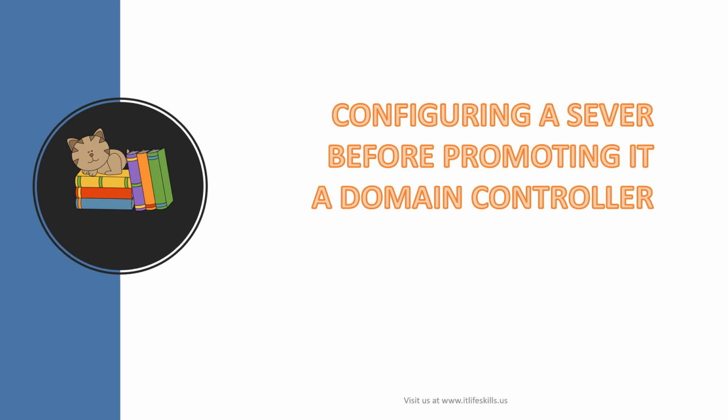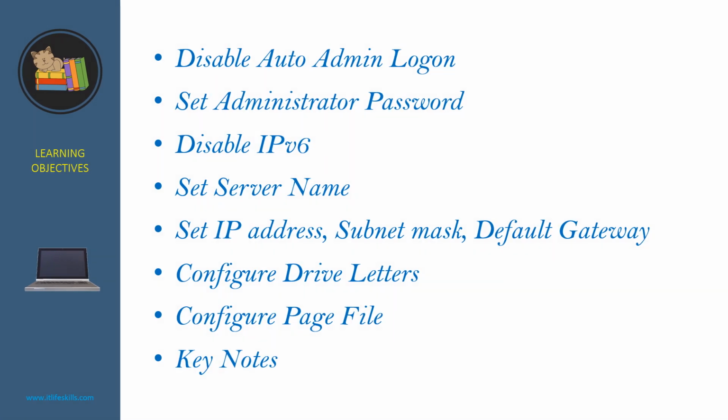In this lesson, let's learn about configuring a server before promoting it to a domain controller. After Windows is installed on a server, a feature called Auto Admin Logon may be enabled. To make the server become a domain controller, we need to disable Auto Admin Logon, then set the administrator password.